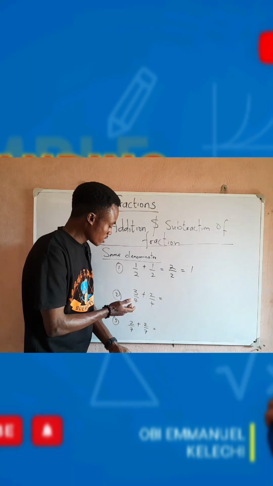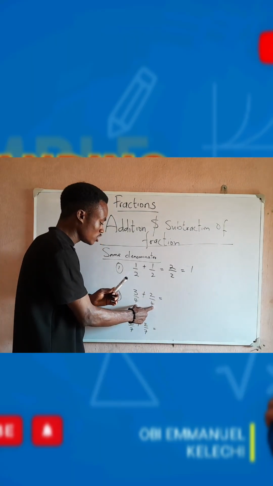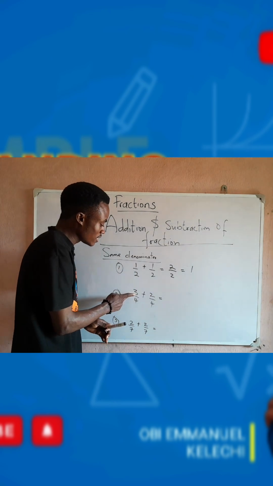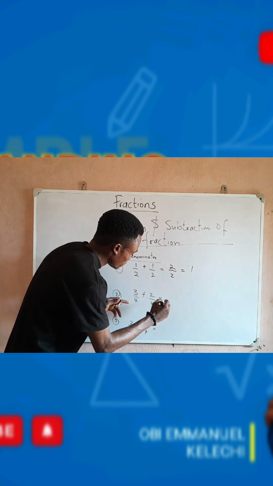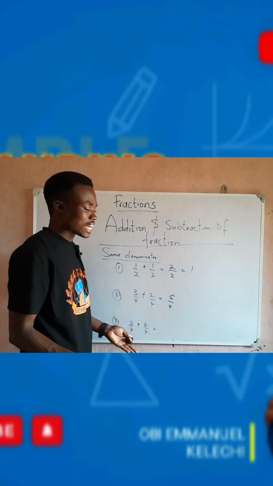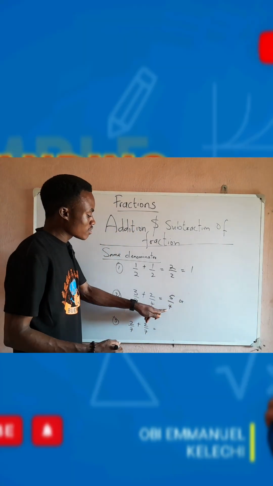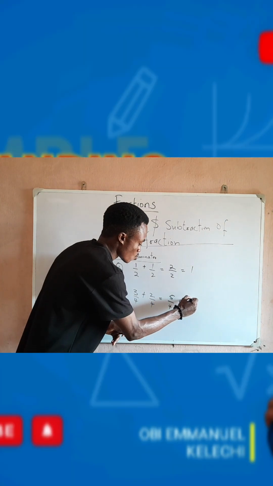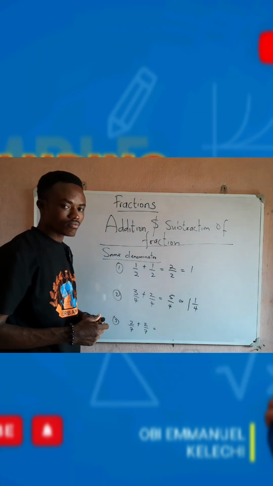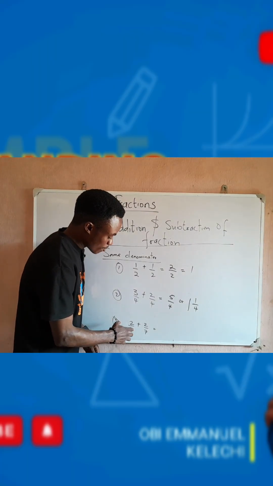Then for the second one, it says 3/4 plus 2/4 equals. Since they have the same denominator, we are only adding the numerators, which are 3 and 2. 3 plus 2 is 5. So 5/4. You can choose to leave your answer like this, or you can leave it as a mixed fraction, which is how many times can you see 4 in 5, which is 1, and it will remain 1/4.